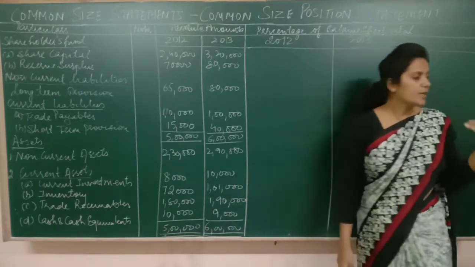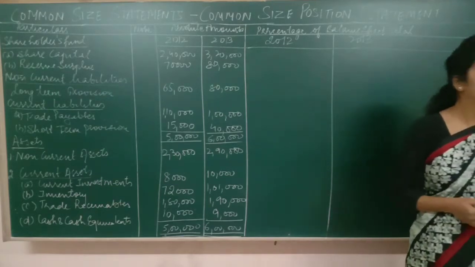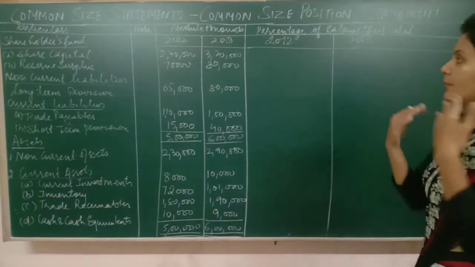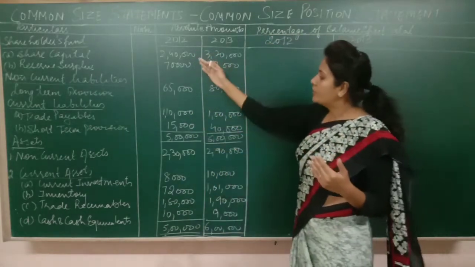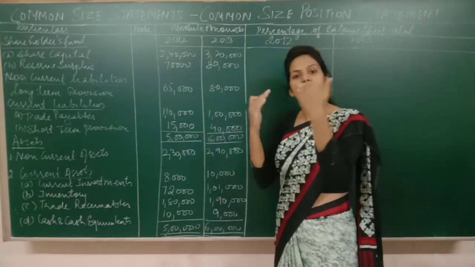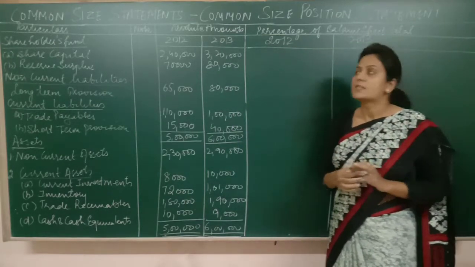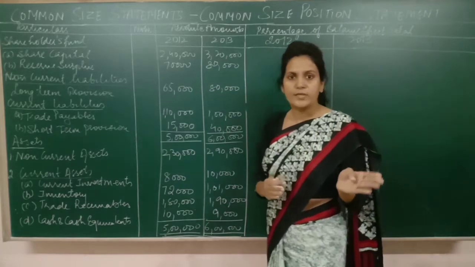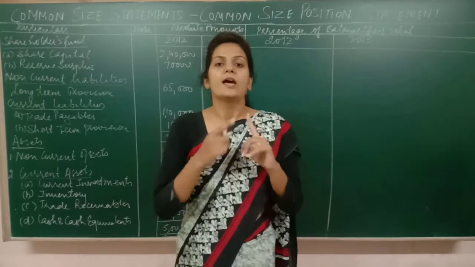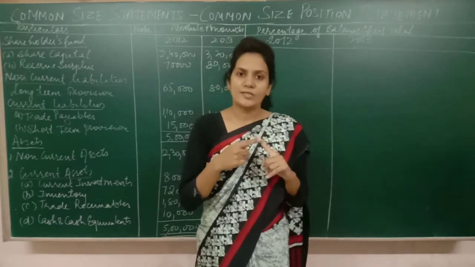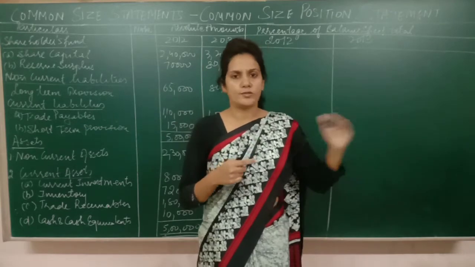Got it? Then further it is mentioned that the percentage of each individual item shows... we calculate the percentage of each value with respect to the total value, right? With respect to the total value. Just like comparative statements, in the case of common size statements also there are two types of statements. You have to learn how to make a common size balance sheet and how to make a common size statement of profit and loss account.